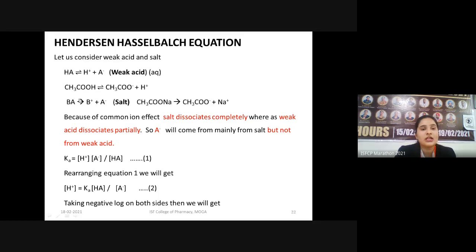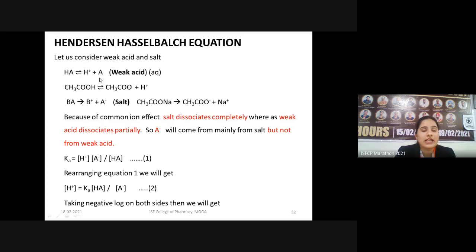So we are considering a weak acid. An example of a weak acid is acetic acid. Acetic acid gives H positive ions. After the loss of an H positive ion, acetic acid forms the acetate ion. So we have here acetic acid releasing a proton and forming the acetate ion.